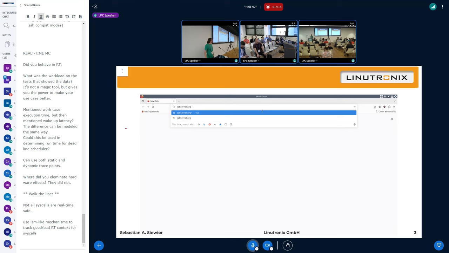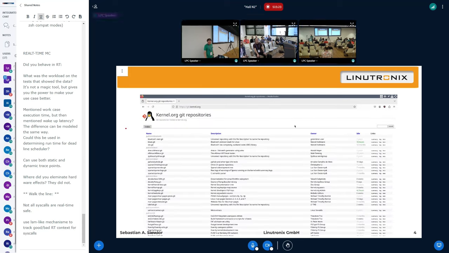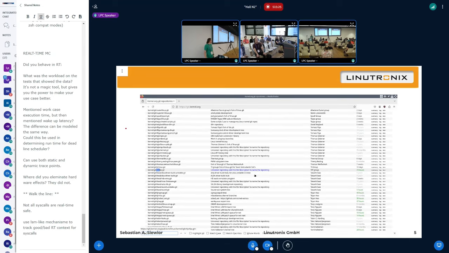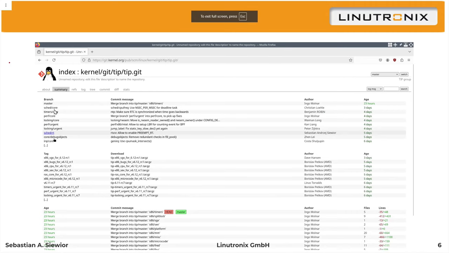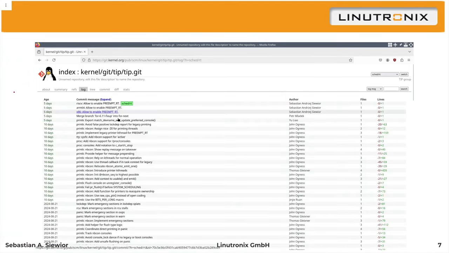No, it's okay. We go to git.kernel.org. That's how it looks. We look for the tip tree, right? And then this happens. Do you have full screen? Now we go one further to the RT branch, and early on this happens, right?